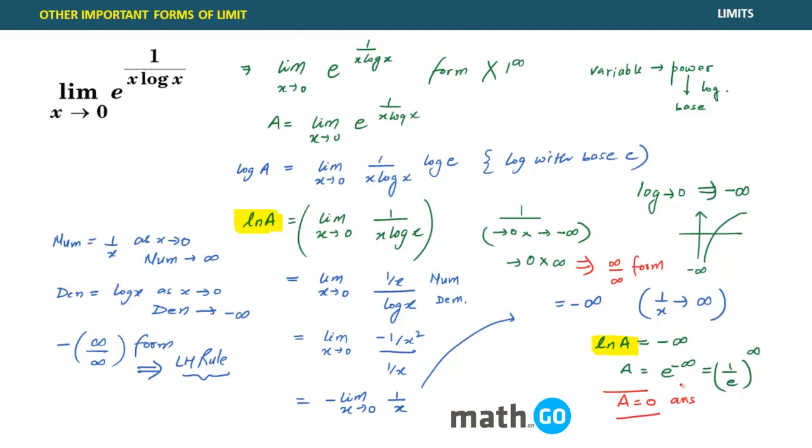Rewatch the video for this particular question. Very important problem. Whenever the variable is in the power, you will have to take log to solve the particular limits problem. I hope this question is clear now.